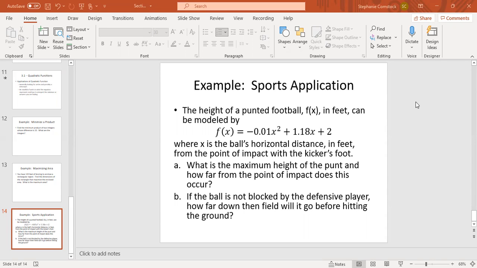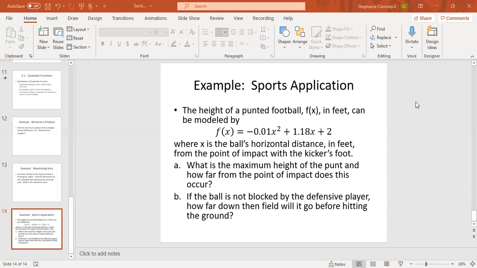Now, for this one, we've got that the height of a punted football in feet can be modeled by the equation negative 0.01x squared plus 1.18x plus 2. And they ask us to find a couple of things here. x represents the horizontal distance in feet from the point of impact with the kicker's foot. The first thing they want is the maximum height of the punt and how far from the point of impact this occurs.